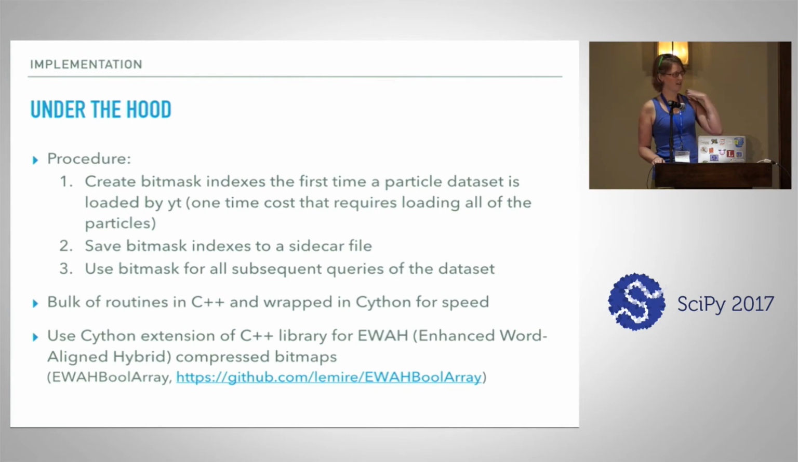The bulk of the routines are in C++ wrapped in Python to make them fast. And we also use a Python extension of a C++ library for enhanced word-aligned hybrid compressed bitmaps. And we do this because if we just kept the bitmaps as regular bit arrays, it would take up a lot of space on disk, and this saves us a lot of space and still allows us to do all the operations we need.